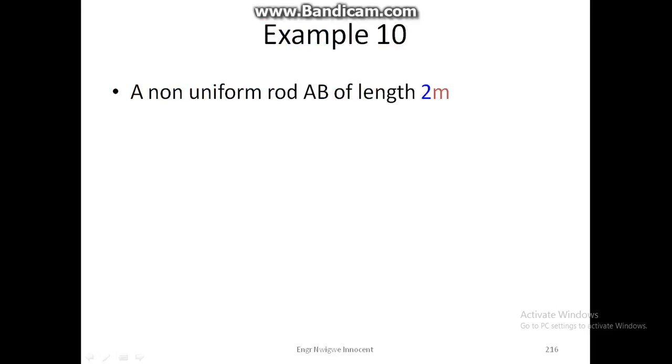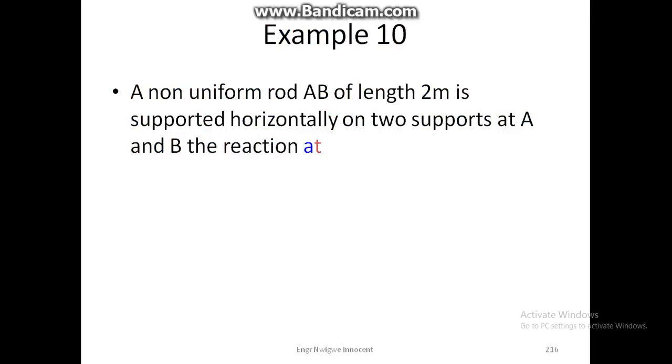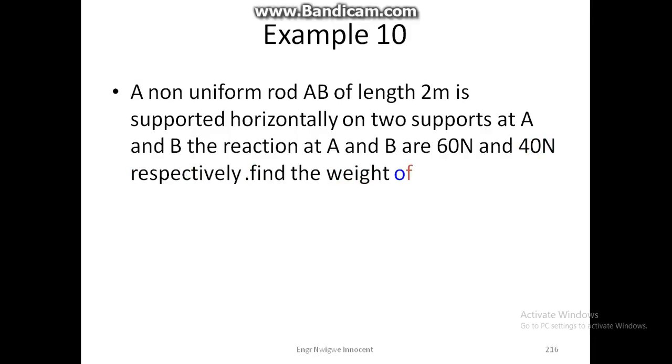Example 10. A non-uniform rod AB of length 2 meters is supported horizontally on two supports at A and B. The reactions at A and B are 60 Newton and 40 Newton respectively. Find the weight of the rod and the position of its center of gravity, CG. Solution.